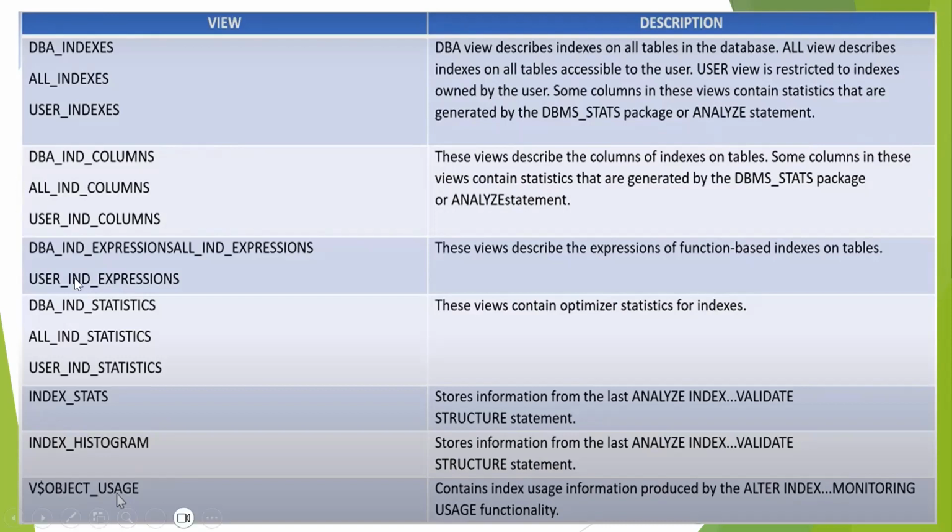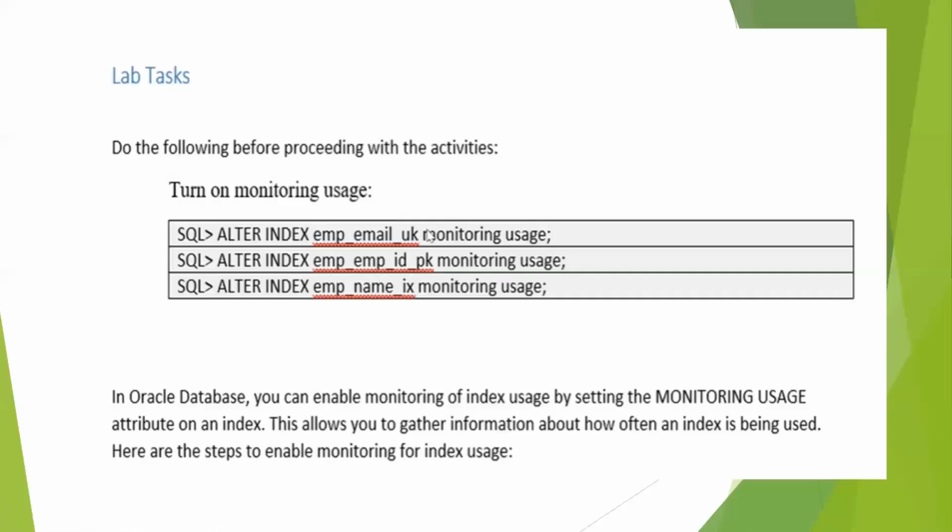Some columns in these views contain statistics generated by the DBMS_STATS package or the ANALYZE statements. Similarly, if you want to see the index statistics, you can use the view INDEX_STATS, which stores information from the last ANALYZE INDEX VALIDATE STRUCTURE statement, and so on. So these are some views and their descriptions available in the database, for your understanding. Okay, now the lab tasks.